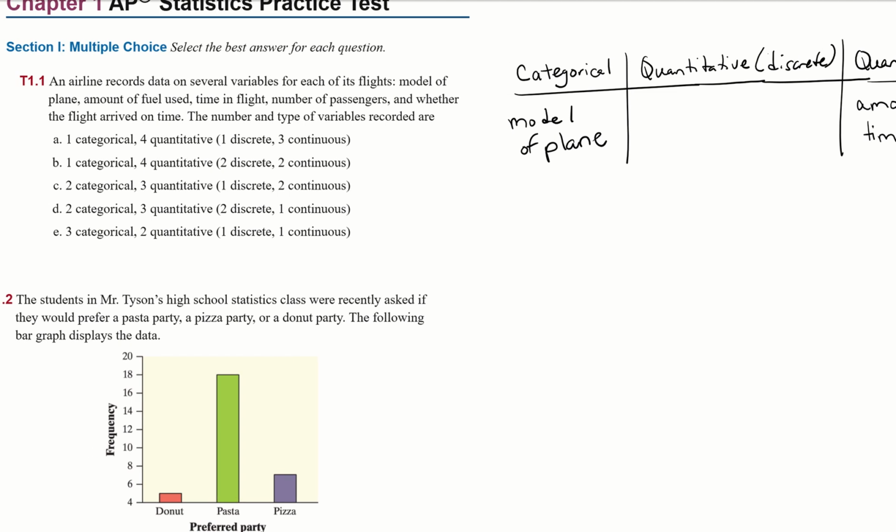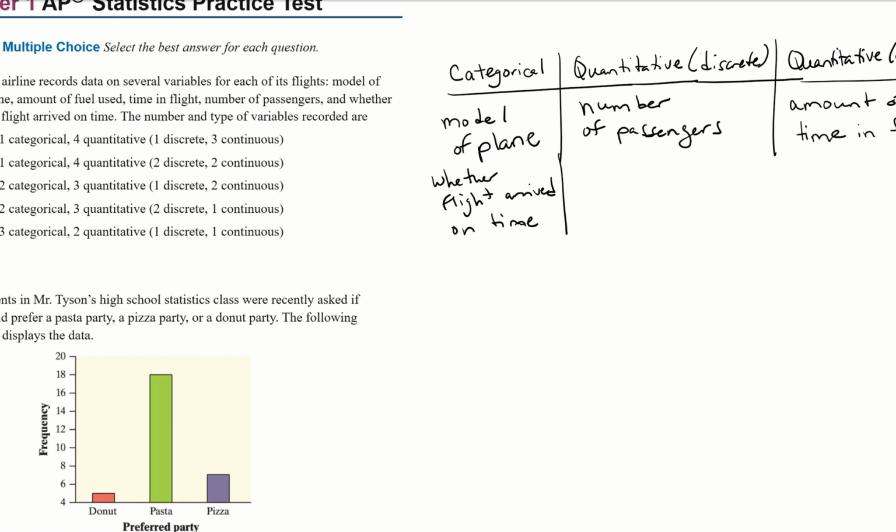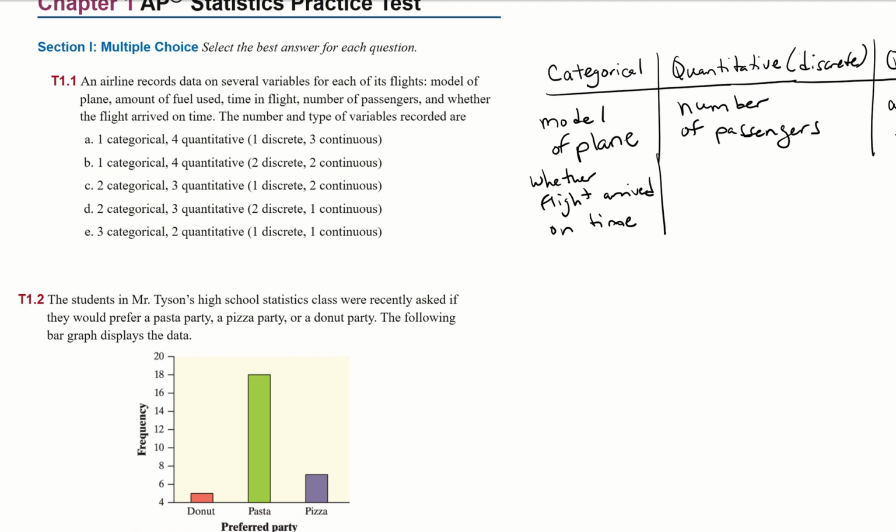Then we have the number of passengers. That's countable, and it's whole numbers. So it's very specific numbers. So that's going to be discrete. All right, and then we have whether the flight arrived on time. That's going to be categorical because that's going to be a yes or no question. So here we have two categoricals and we have three quantitative, but two of them are continuous. So the answer here is C.